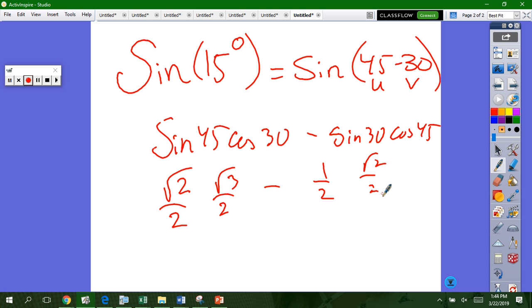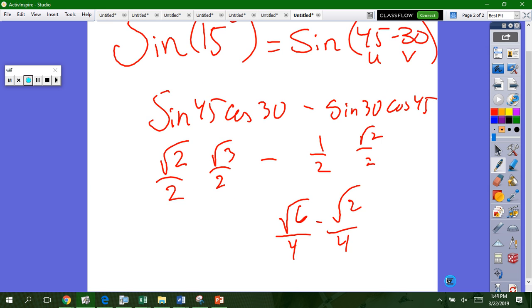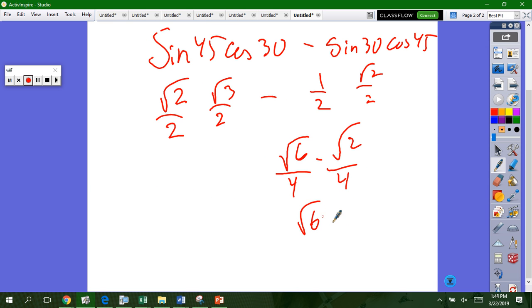Square root. Why am I? Did you actually get it? It's just how it works. It's a superior.